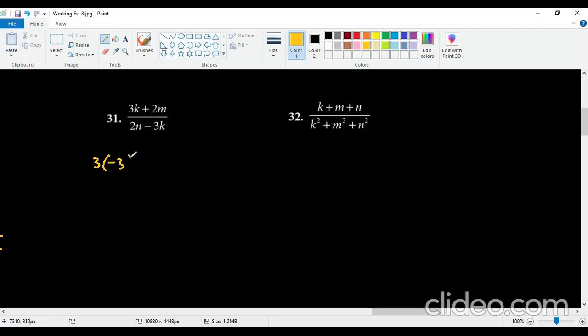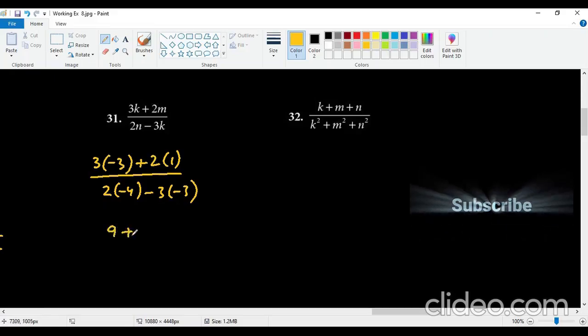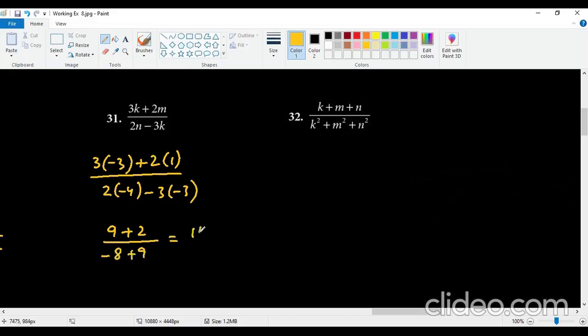You know very well k is negative 3 plus 2 times m value is 1, 2 times n value is negative 4, k value is negative 3. So this gives you 9 plus 2 over minus 8 and plus 9. So this gives you 11 over 1, which is going to be your final answer.